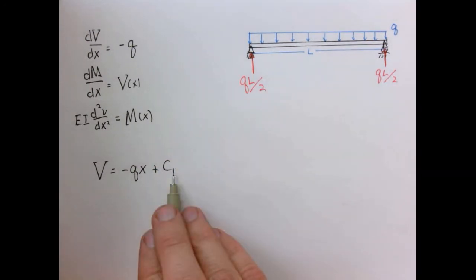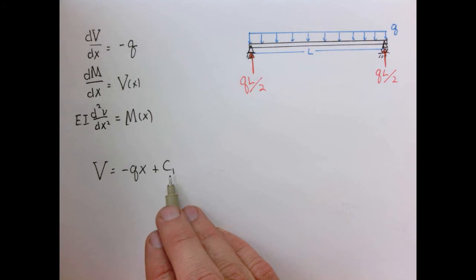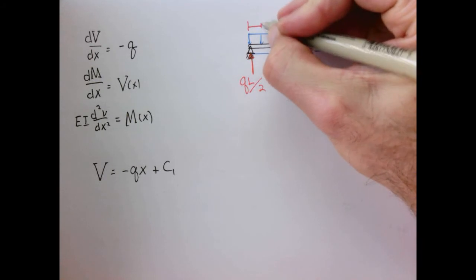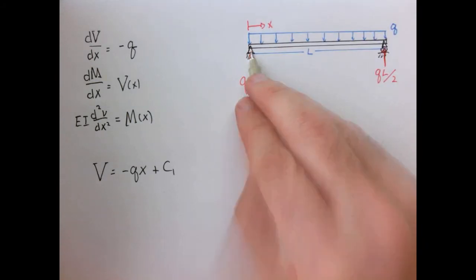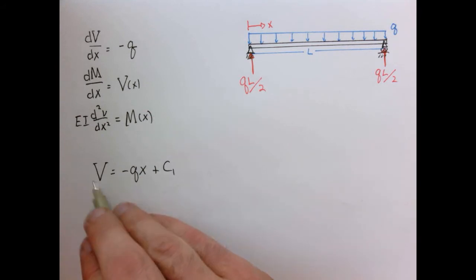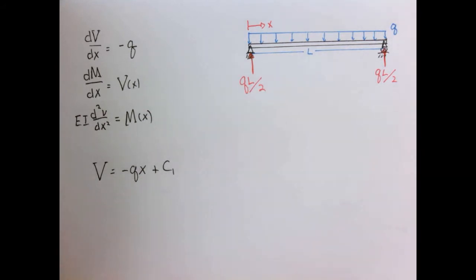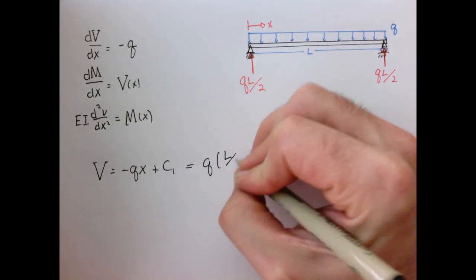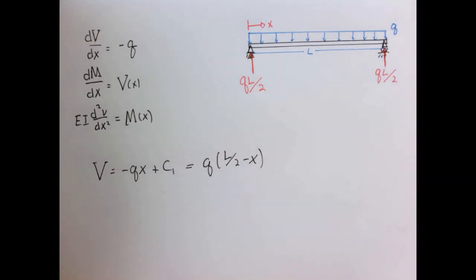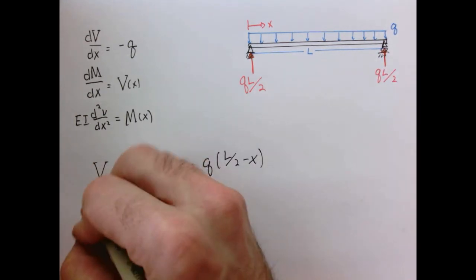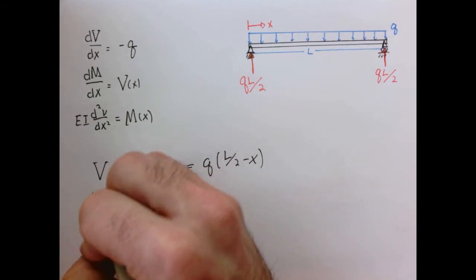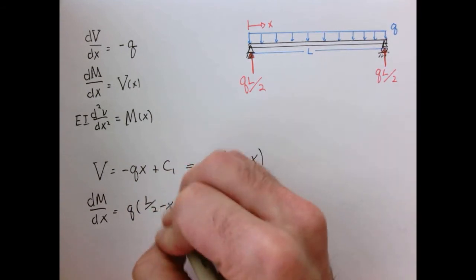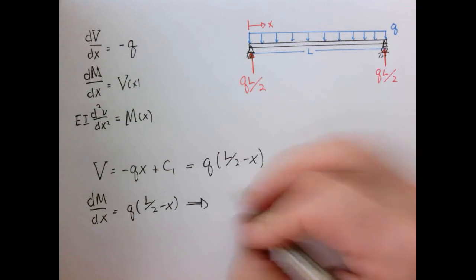And when we integrate, we pick up one constant of integration, C1. But again, since our coordinate direction here is x going in this direction, and this value is x equal to 0, we just simply know that at x equals 0, the shear needs to equal the value of the support. So we have quite simply then, when we solve for our boundary conditions, that the shear is equal to that. So now let's turn to the moment equation, where we now know that the derivative of the moment equals this function that we just found for the shear. So we integrate upwards once.